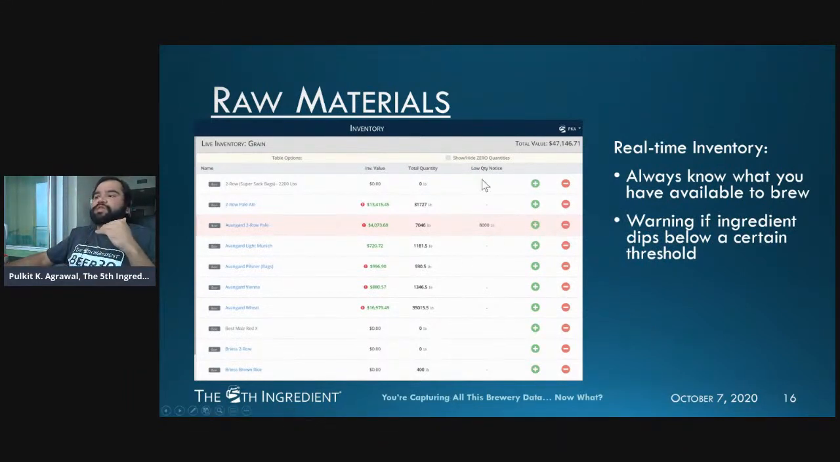And so here you can see that there's 8,000 pounds as my low quantity notice, and once I hit that 7,046 mark, as soon as I go below, it flags it as red, right? And this really helps you understand when it comes to planning, hey, do I really have that ingredient available or not?